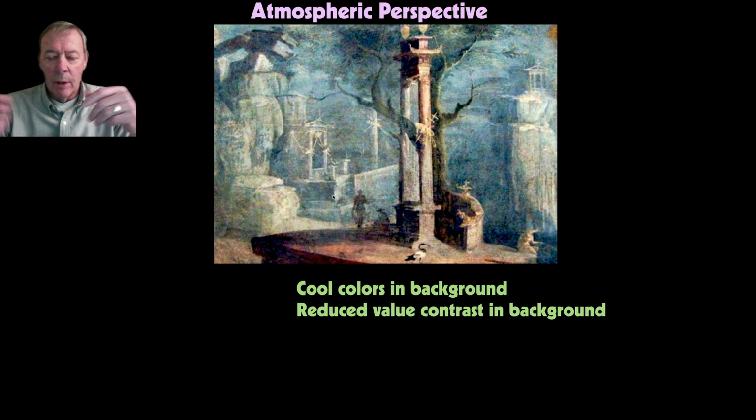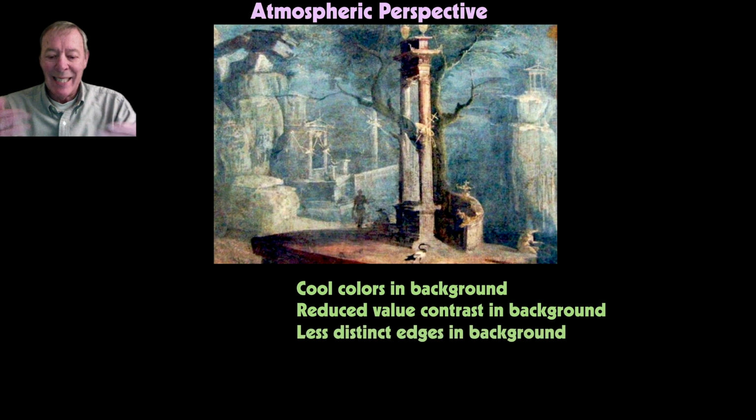And then the third element here is less distinct edges in the background. So again, if we look at the foreground, we can see that the edges between light and dark are fairly sharp and crisp.